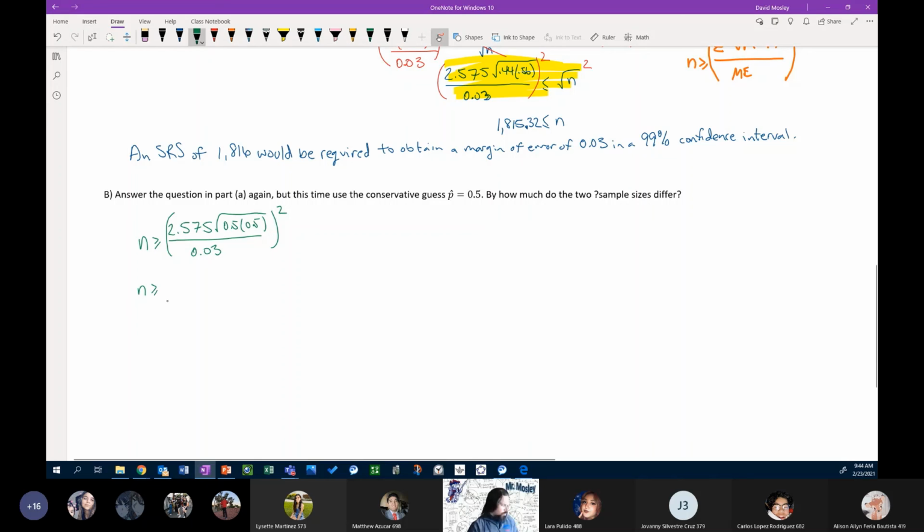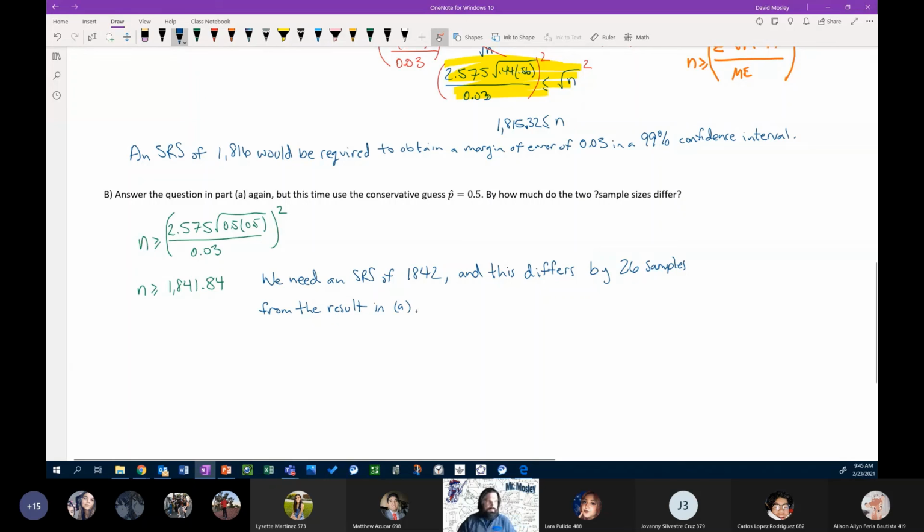All right, and we get n is greater than or equal to 1,841.84. So we would need an SRS of 1,841. We'll round that up. And this differs by 26 samples from the result in part A. All right.